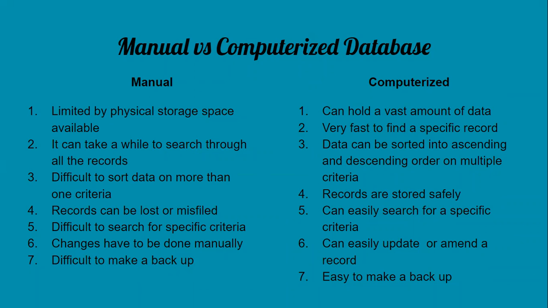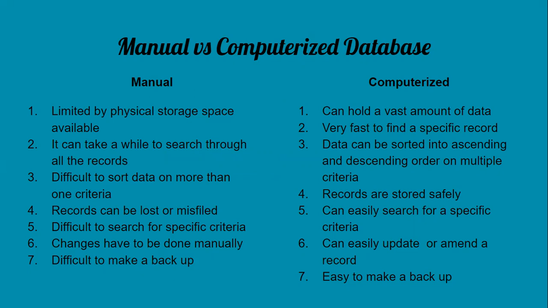Let's look at the computerized database. This database can hold a vast amount of data as storage capacity is not an issue. We can locate a specific record quickly, as we can simply type in the name and the record pops up. Data can be sorted into ascending and descending order on multiple criteria. So we don't have to manually go in and put the records in alphabetical order. This computerized system does that for us.